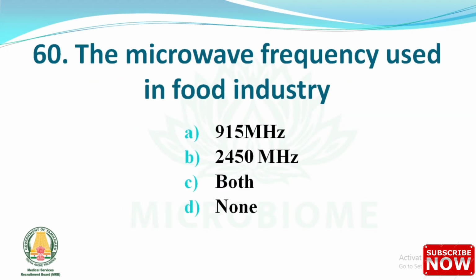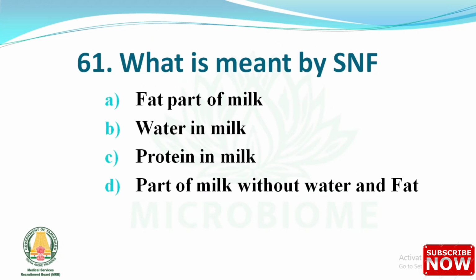And next, the microwave frequency used in food industry. The options are 915 MHz, 2450 MHz, both, none. The right answer, option C, both. And next, what is meant by SNF? The options are: fat part of milk, water in milk, protein in milk, part of milk without water and fat. The right answer, option D, part of milk without water and fat.